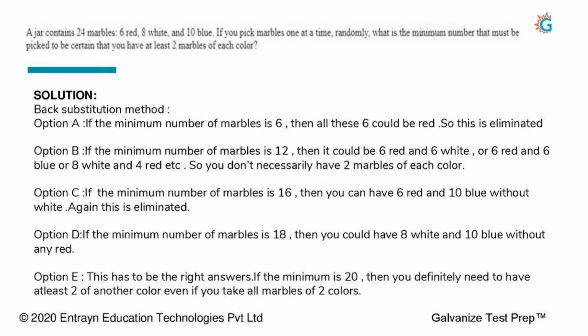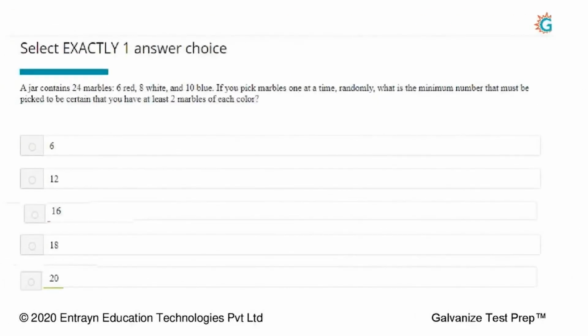Option C, if the minimum number is 16, as I just told Dhruva, when you choose 16, the third option, then it could be just 6 plus 10, which means you could ignore 8. Or if you say 16, you could choose 6 from white and all the 10 blue, and you could have ignored red. Quite a possibility that you are not choosing all the 3 colors, right?